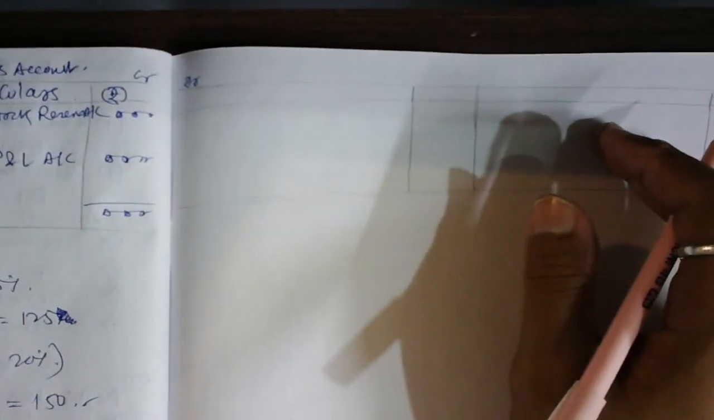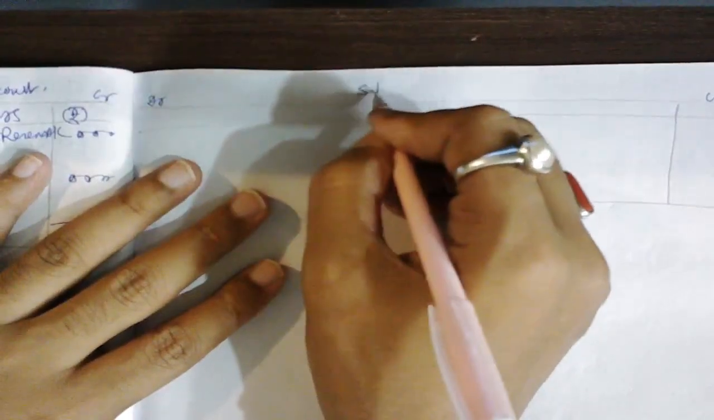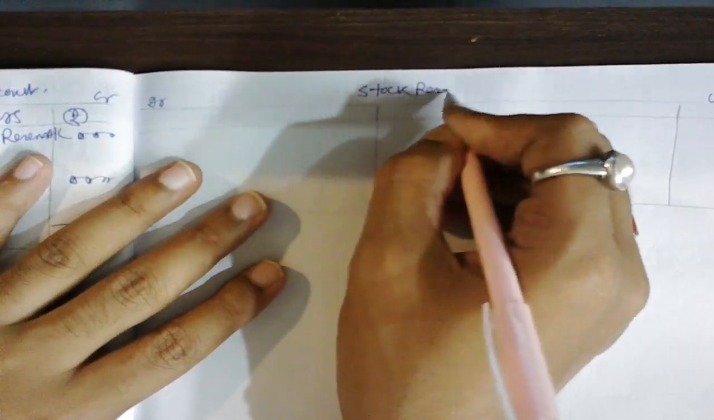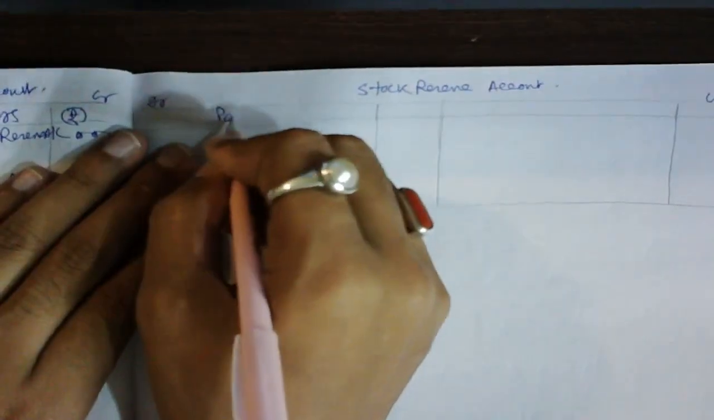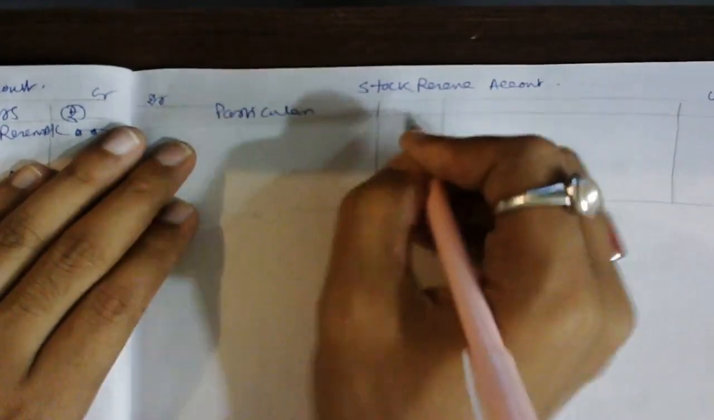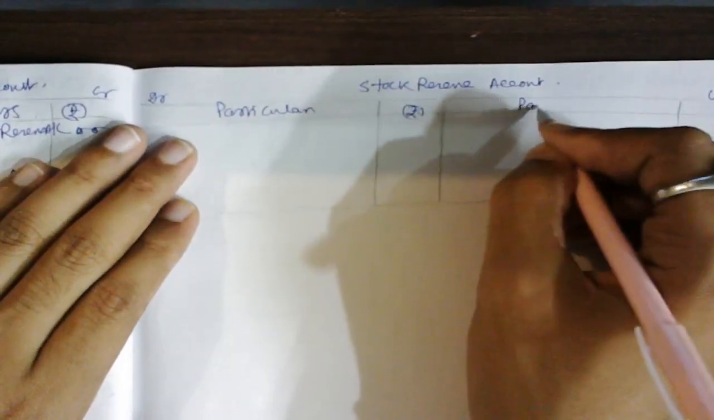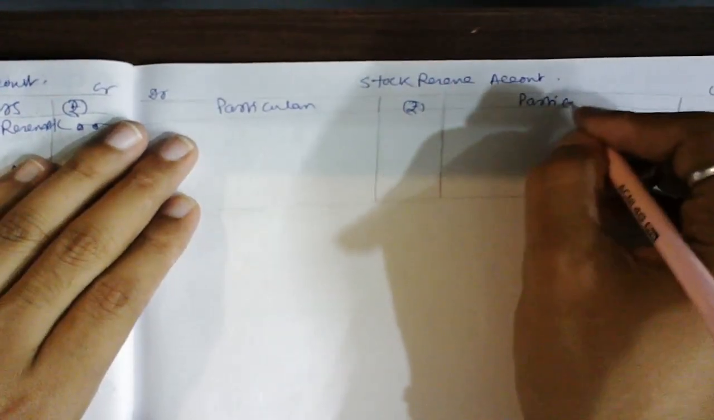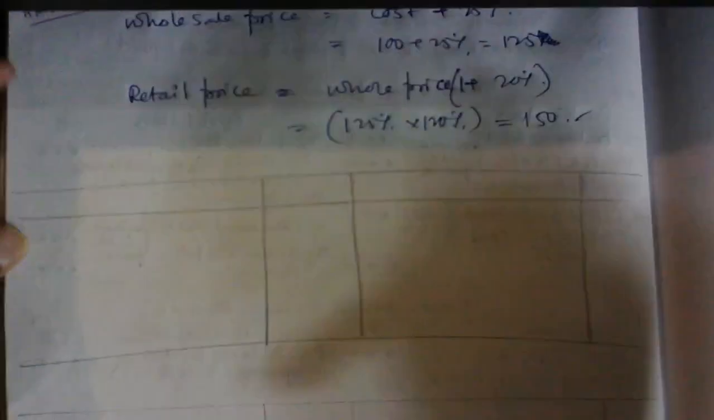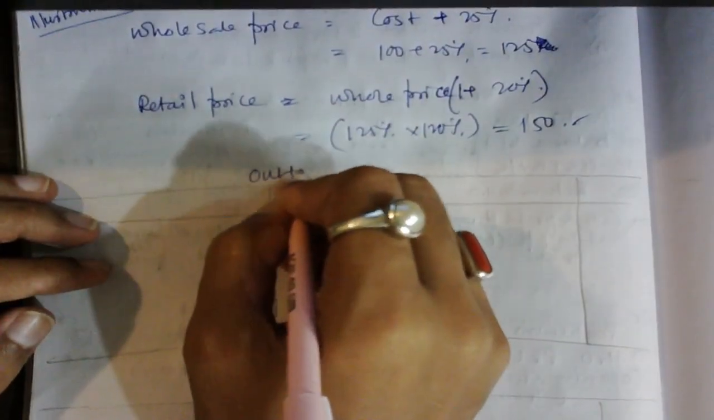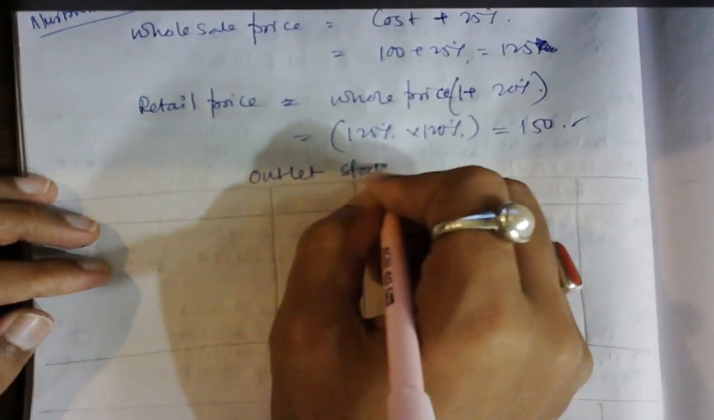Debit and credit. So what are the accounts given? It's a stock reserve account. You can write here stock reserve account. Okay, and we have something called outlet stock account. We have outlet stock account, and then we have outlet profit and loss account.